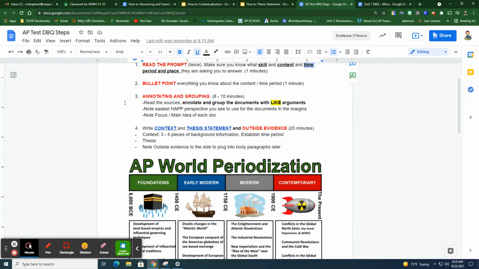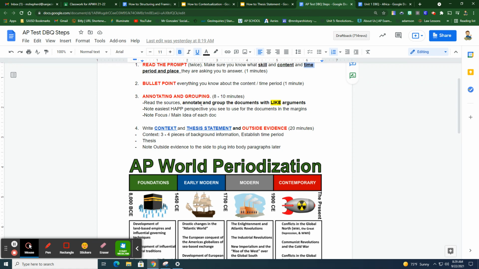Okay. After you do the grouping, after you annotate and group the arguments that you see in your documents, you're going to write your context, your thesis, and your outside evidence in your essay. Okay, why context, thesis, and outside evidence? Now, the outside evidence is actually in your body paragraph, so you're going to note that down in the margins before you write it. But that's just an easy 3 points.